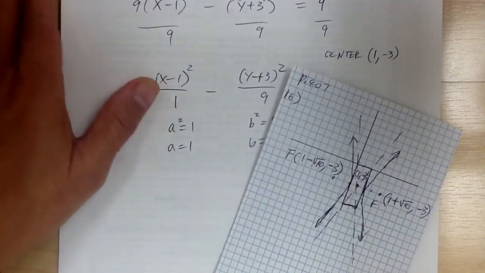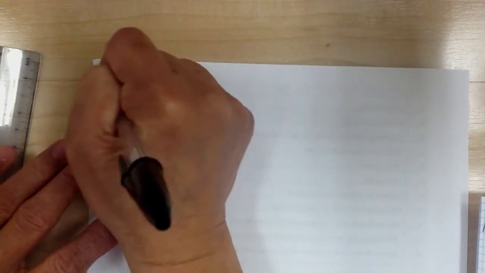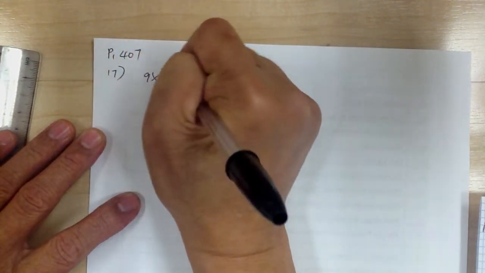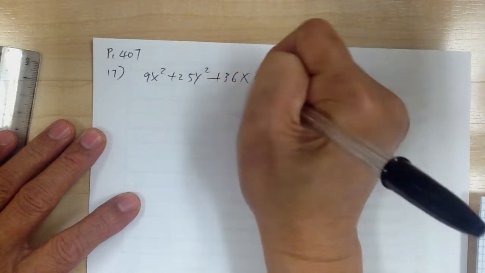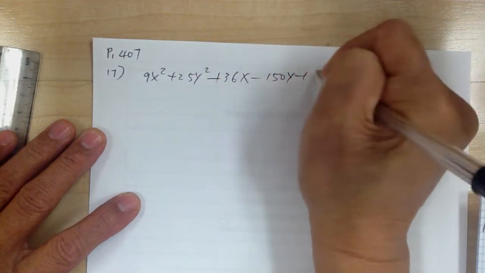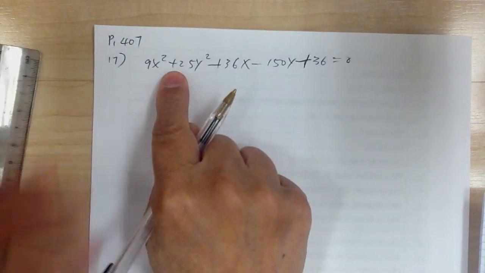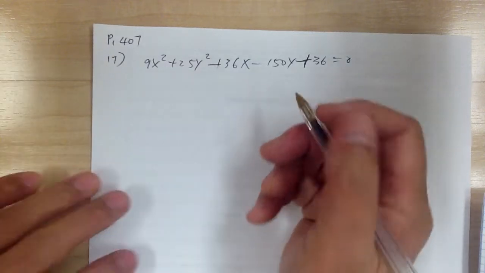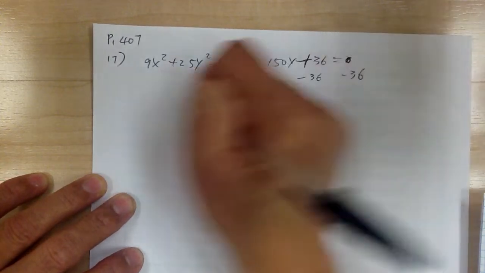Okay, let's go to 17. You have 9x squared plus 25y squared plus 36x minus 150y plus 36 equal to 0. So that way it's going to be an ellipse because it's addition. Okay? If it's subtraction, then you know it's a hyperbola. Okay, so let's go and minus 36 to get rid of that.